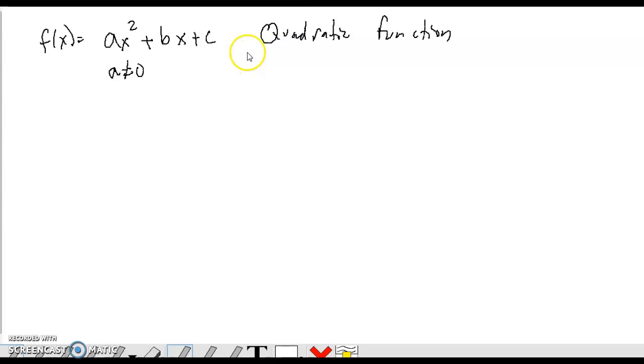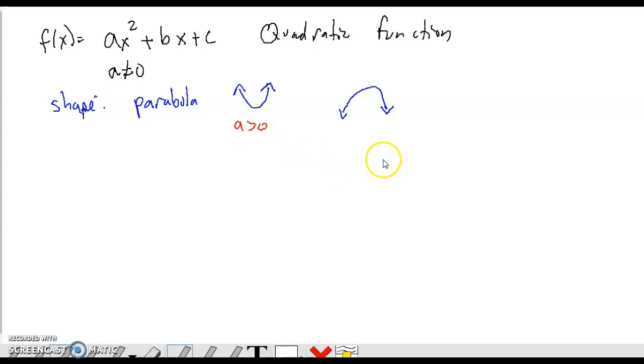With our quadratic function, the shape is a parabola. It's that U shape. It's either opening upward or opening downward. If it's opening upward, that usually means your a is going to be larger than 0. And if it's opening downward, that means our a is going to be less than 0.